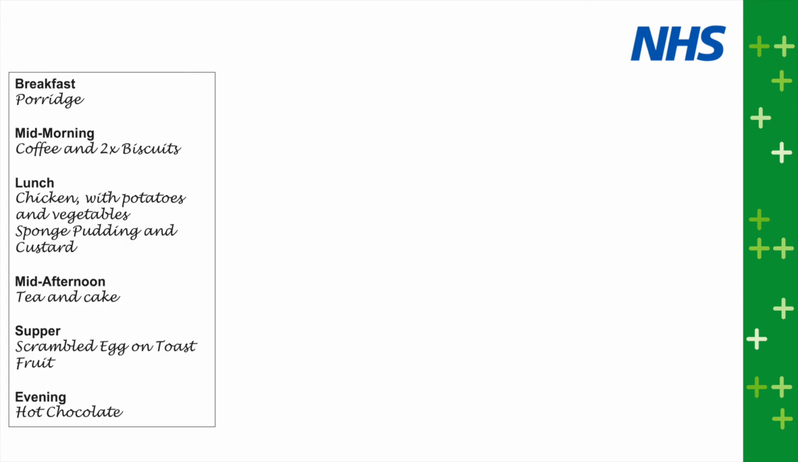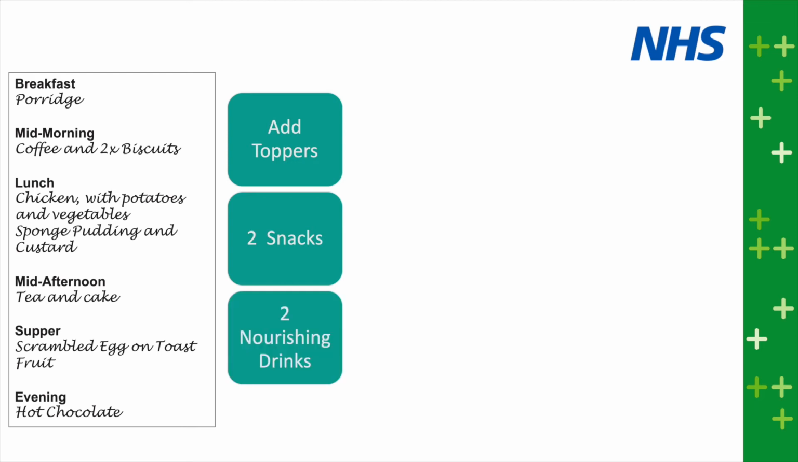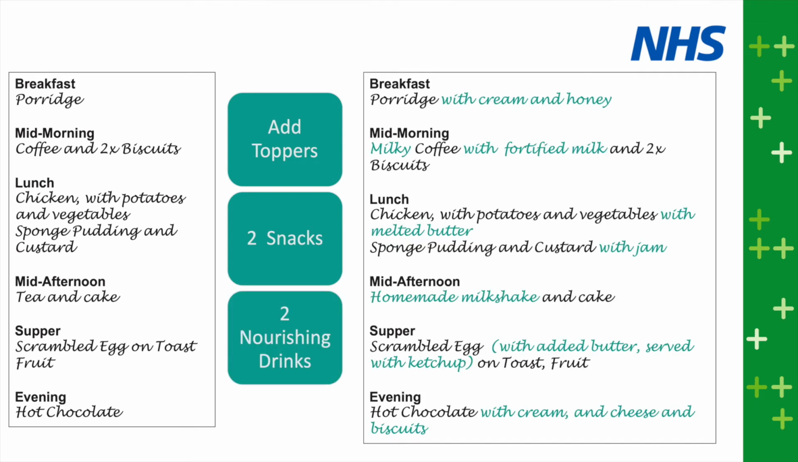Now, this is just an example of ways of fortifying your diet. So, we have a breakfast, mid morning snack, lunch, mid afternoon snack, supper, and an evening drink. And we add toppers, a couple of snacks, and 2 nourishing drinks. So, for example, to the porridge, we add cream and honey. To the coffee, we make it all with fortified milk.